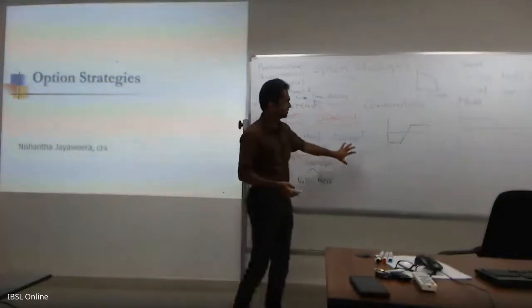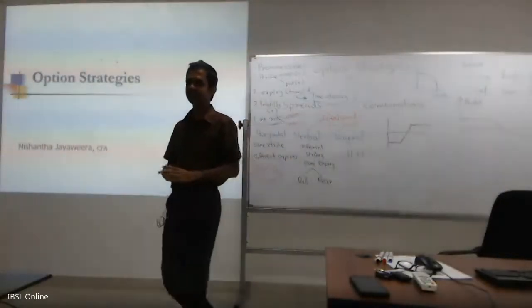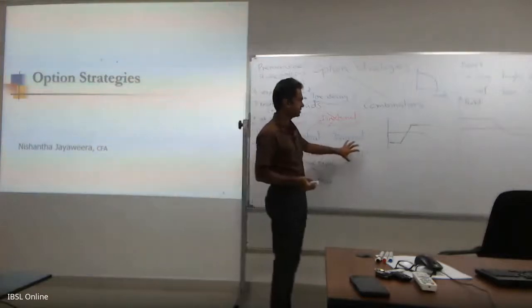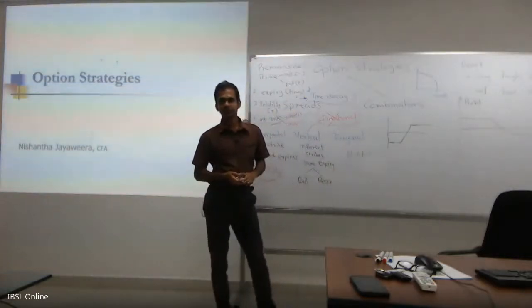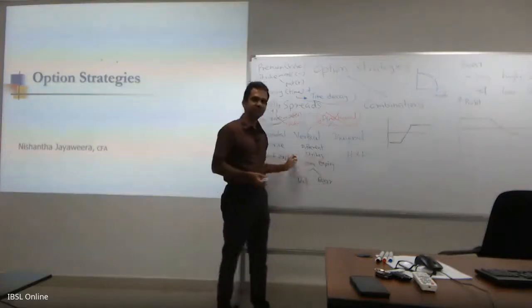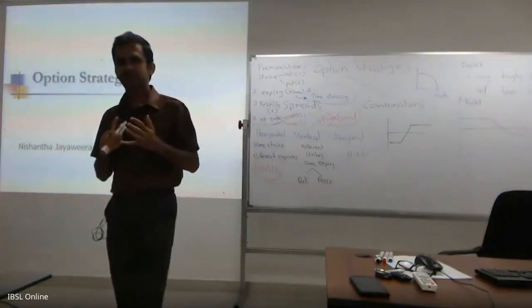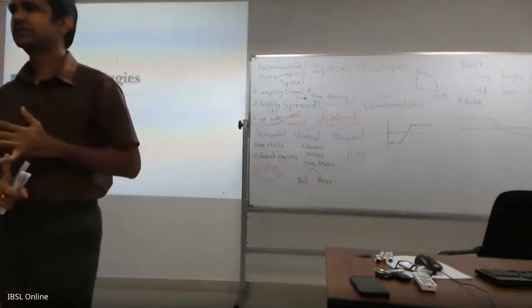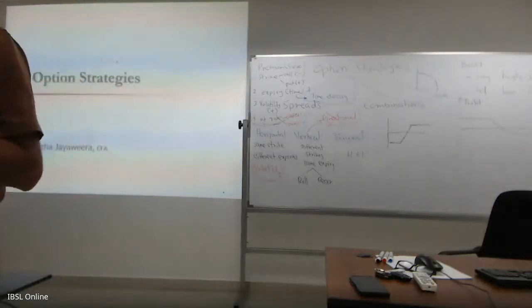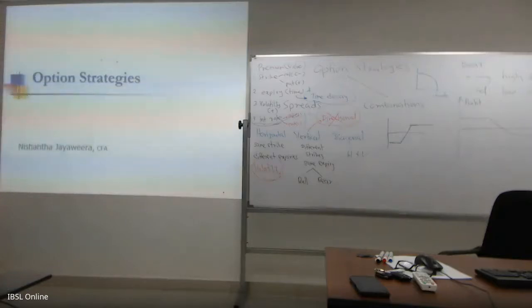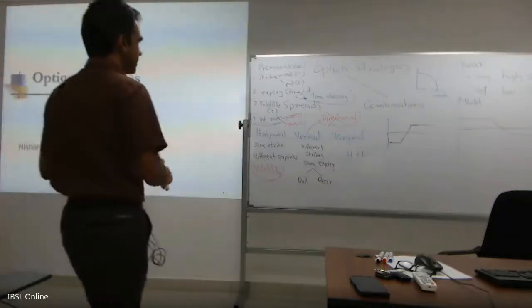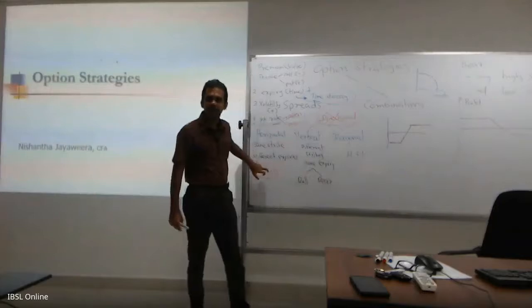That is horizontal. Then diagonal. What do we do in a diagonal spread? It's a combination of these. We buy options with a certain strike and certain maturity. Then we sell another option with another strike and another maturity. Then you will be exposed to both the direction and the volatility.